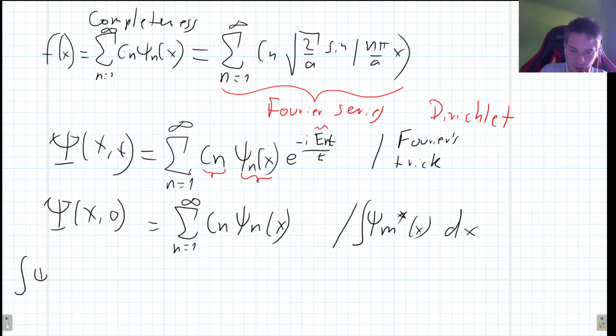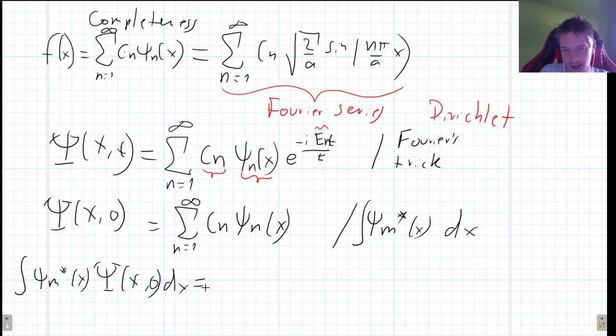Now you might be wondering, why that? And maybe you wouldn't have thought of that. That's fine. I mean, that's why it's a trick. If you hadn't thought of this, it's fine. I wouldn't have either. I don't think many people would have. That's why Fourier gets the credit for it. But the whole point of this is to exploit the orthonormality of these functions.